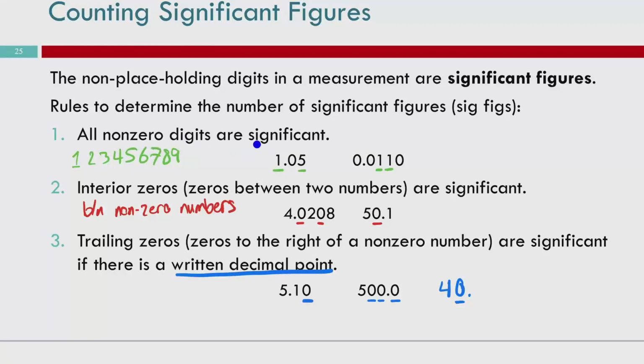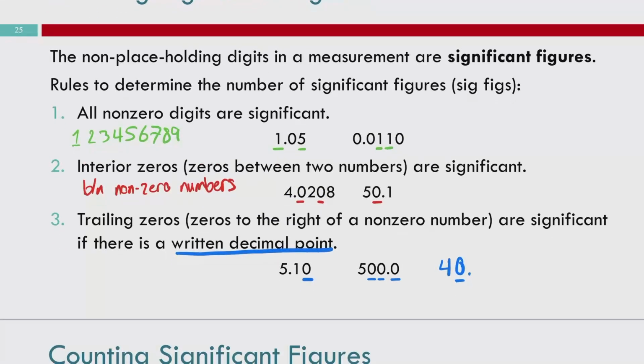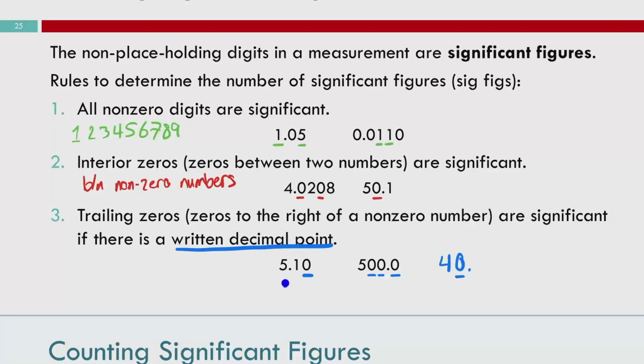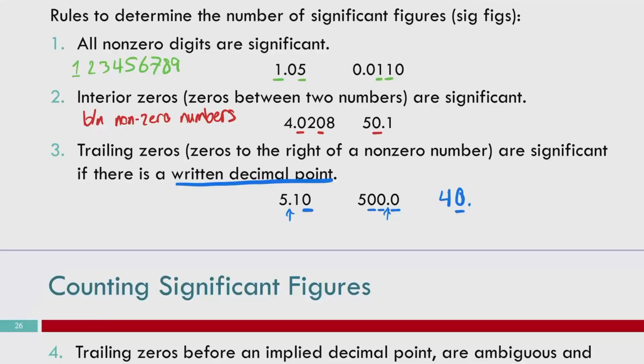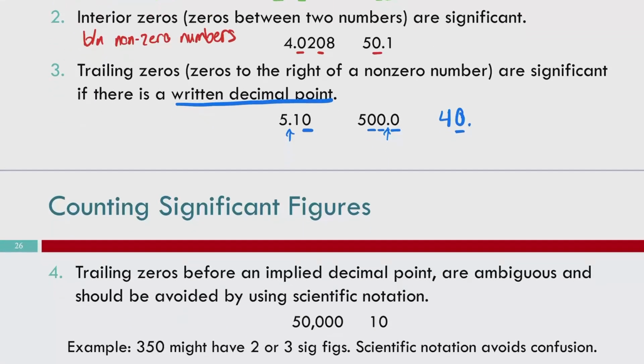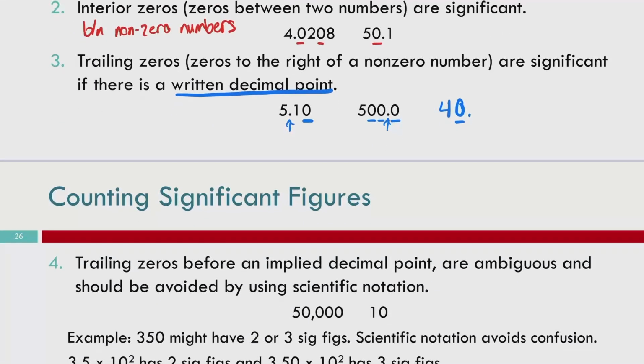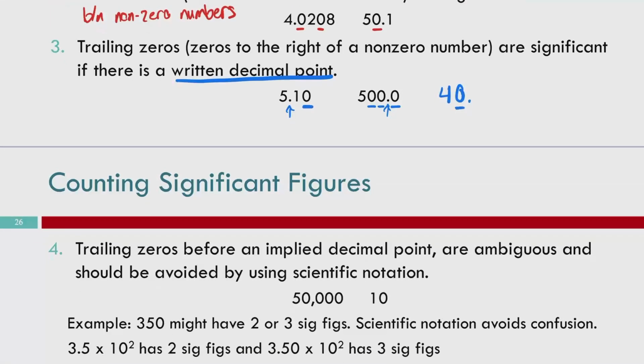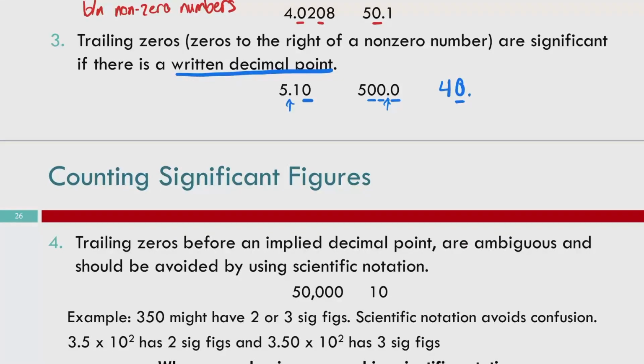So non-zero digits are significant. Interior zeros between non-zero numbers are significant. Trailing zeros with the written decimal point are also significant. But wait, there's more. Zeros before an implied decimal point are ambiguous depending on who you ask. Some instructors say that they're always significant. Some say that they're never significant. In my class, they're ambiguous. And we should avoid them with scientific notation.